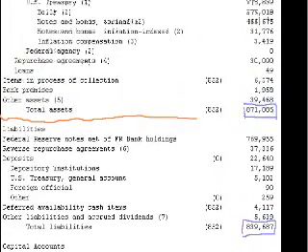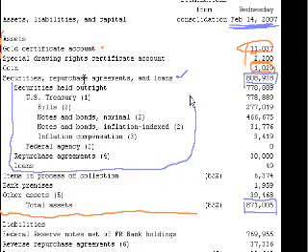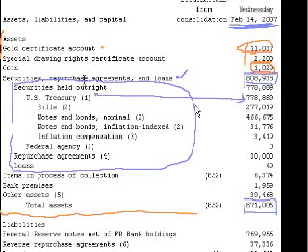And let's see what kind of securities they have. And they break them down. So this 808 billion is made up of these things right here. The bulk of them are U.S. Treasury loans, right? So these are going to be bills, notes, and bonds.